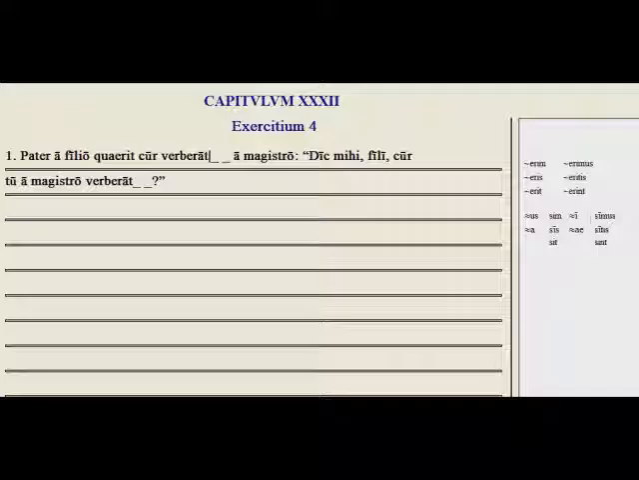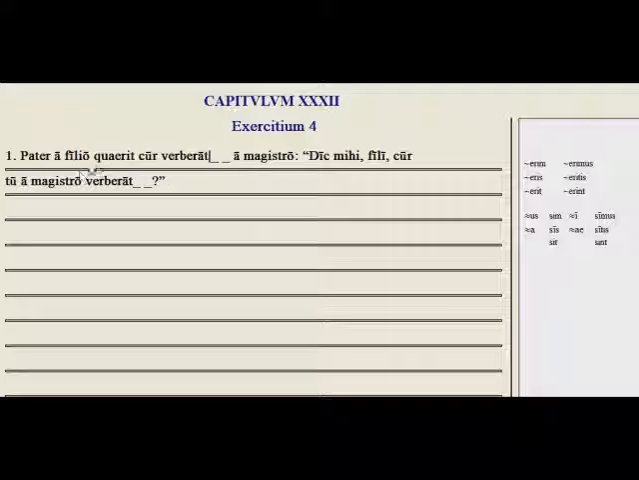Here we have practice with the perfect subjunctive. The perfect subjunctive is formed on the perfect stem with -erim, -eris, -erit, -erimus, -eritis, -erint added. And the perfect subjunctive passive is formed on the supine stem, -tus, -ta, -tum, with sim, sis, sit, simus, sitis, sint added. So let's practice this.